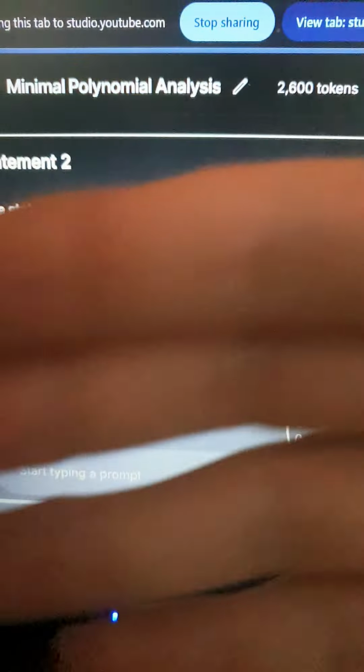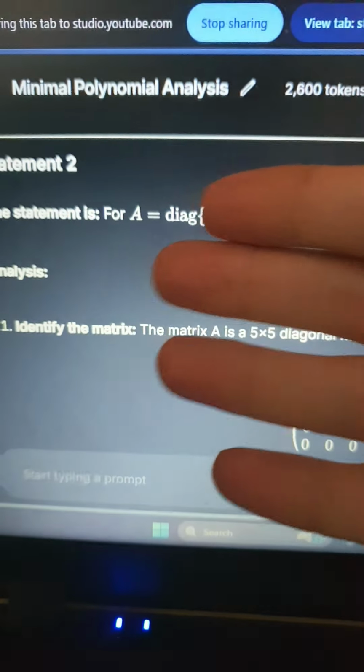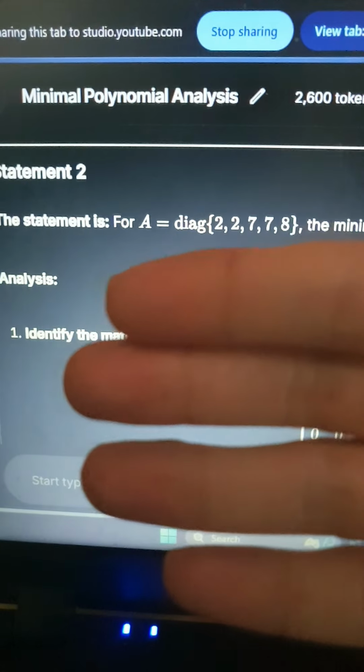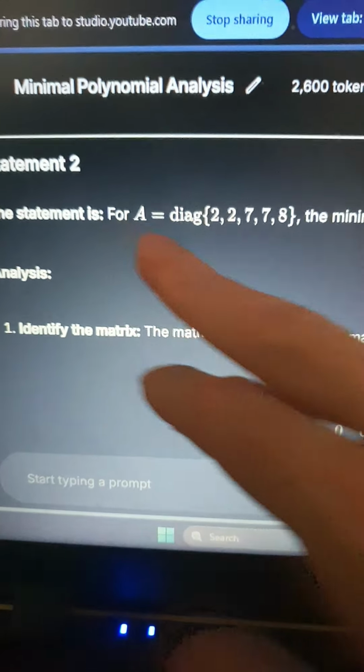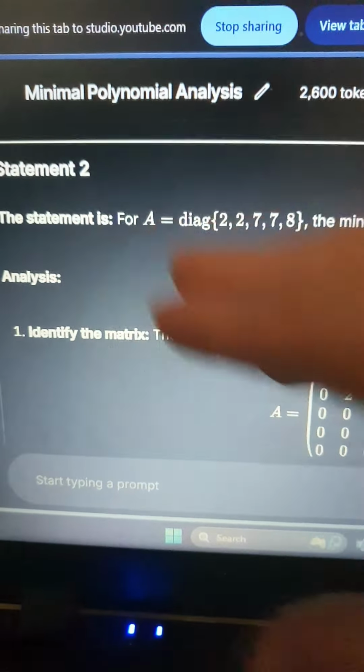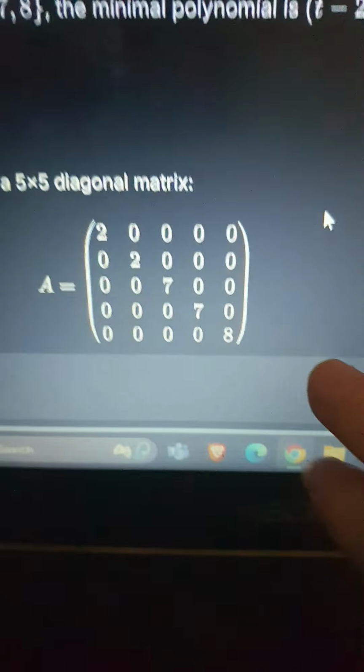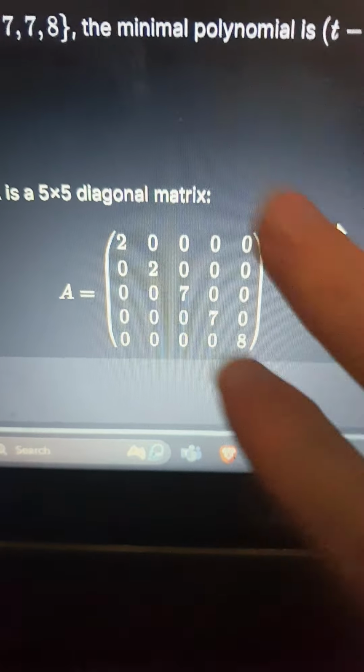In the complex numbers, remember that every polynomial can be divided into linear terms, but there may be repeated roots. So let's look at this matrix as an example of a diagonal matrix. What is the minimal polynomial just by looking at the matrix? Can you know that? Of course you can.